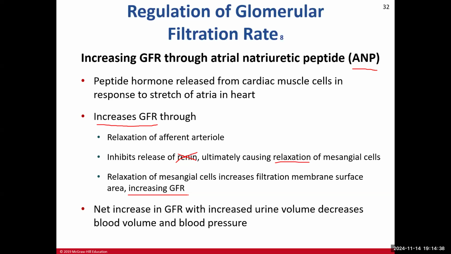Remember, the kidneys can only really contribute to the regulation of blood pressure dependent on fluid, right? How much fluid you're retaining or how much fluid you're getting rid of. That's its contribution there. Okay, so a net increase in glomerular filtration rate is going to cause more urine being produced, which means you're going to pee that fluid out that used to be in your blood, and that's going to decrease the blood volume, which causes a decrease in blood pressure.